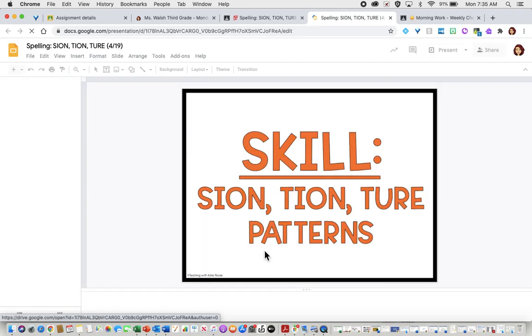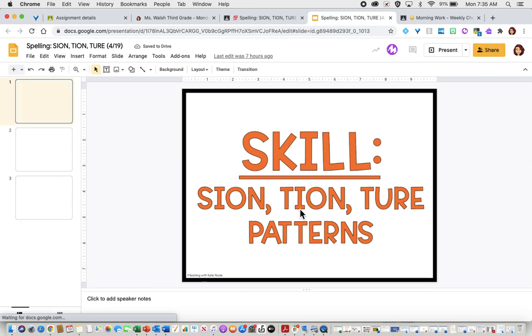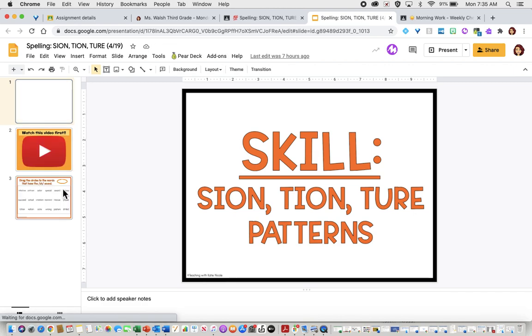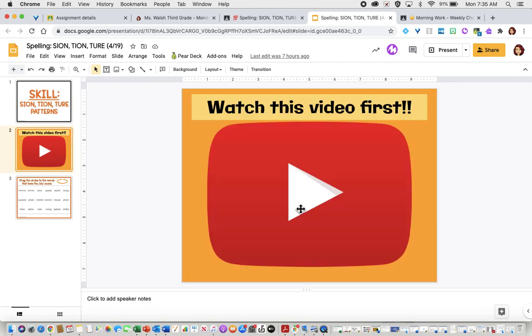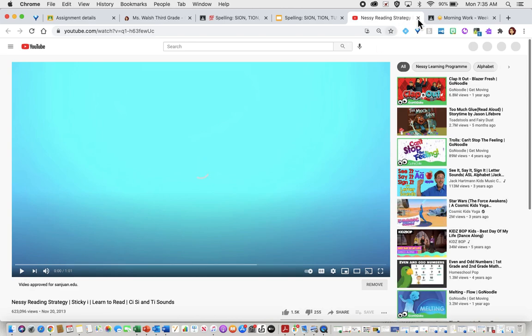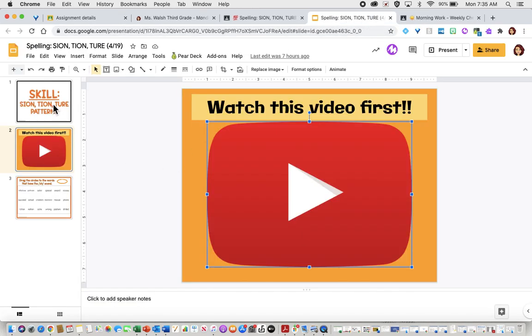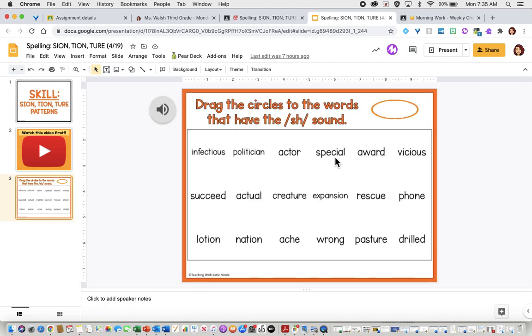Then for your spelling, you are going to be working with sticky eyes this week. Sticky eyes, and then you'll also see T-U-R-E, and our sticky eyes with S and T as well as C. You are going to be seeing how those combinations of letters help to make a sh sound. So you're going to start off by watching this video that talks about that sh sound that comes from that sticky I, so C-I, S-I, T-I, and we also see it with the T-U-R-E, right?